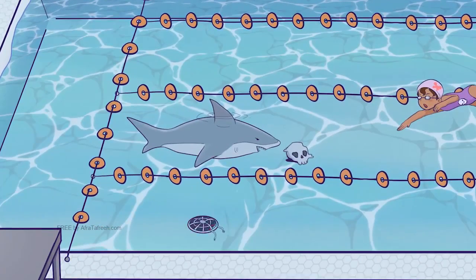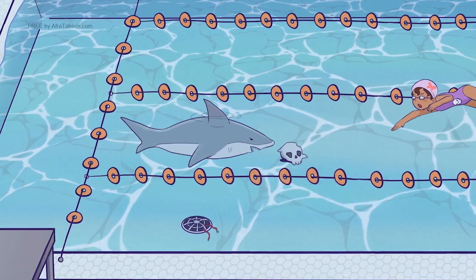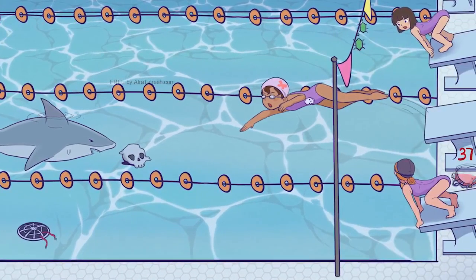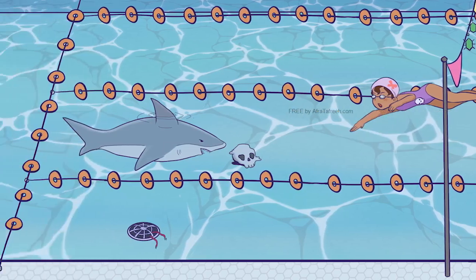Placental abruption, represented by the top of this pool drain abrupting off of the pool's floor, is also a known cause of preterm labor, as the blood is thought to irritate the uterus into contracting. And finally, uterine overdistension, such as seen with multifetal gestation, is the final cause of preterm birth that we'll cover. We'll remind you of uterine distension due to multiple fetuses, with this uterus backpack filled with multiple goggles.